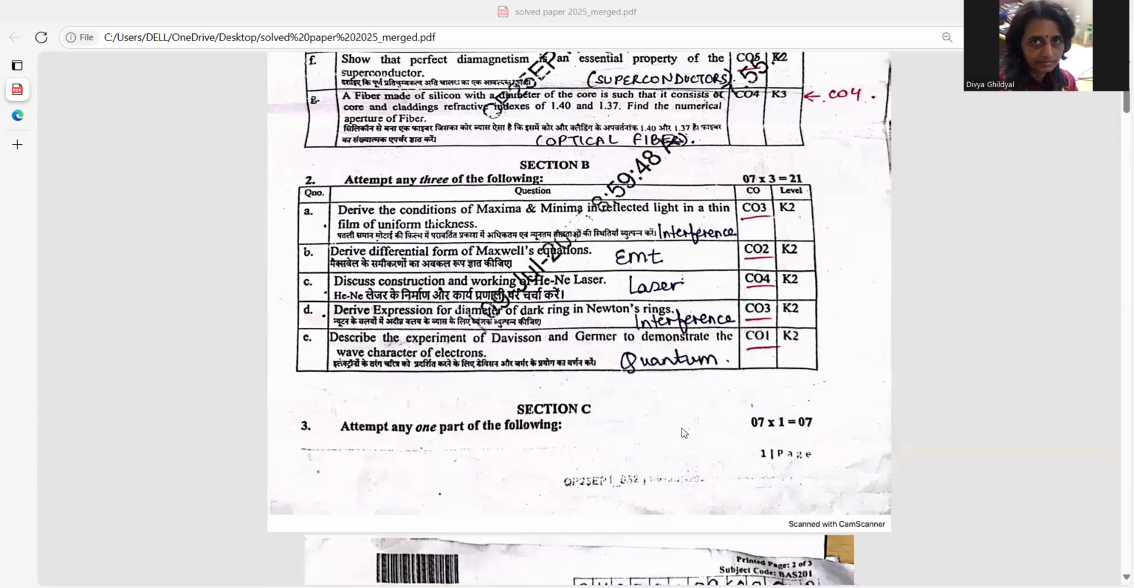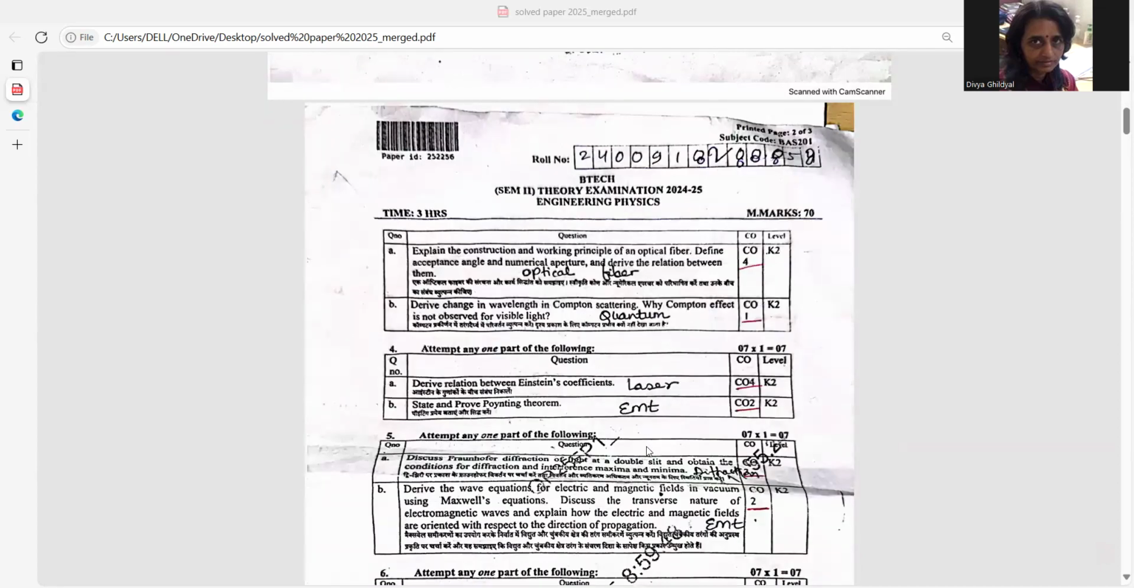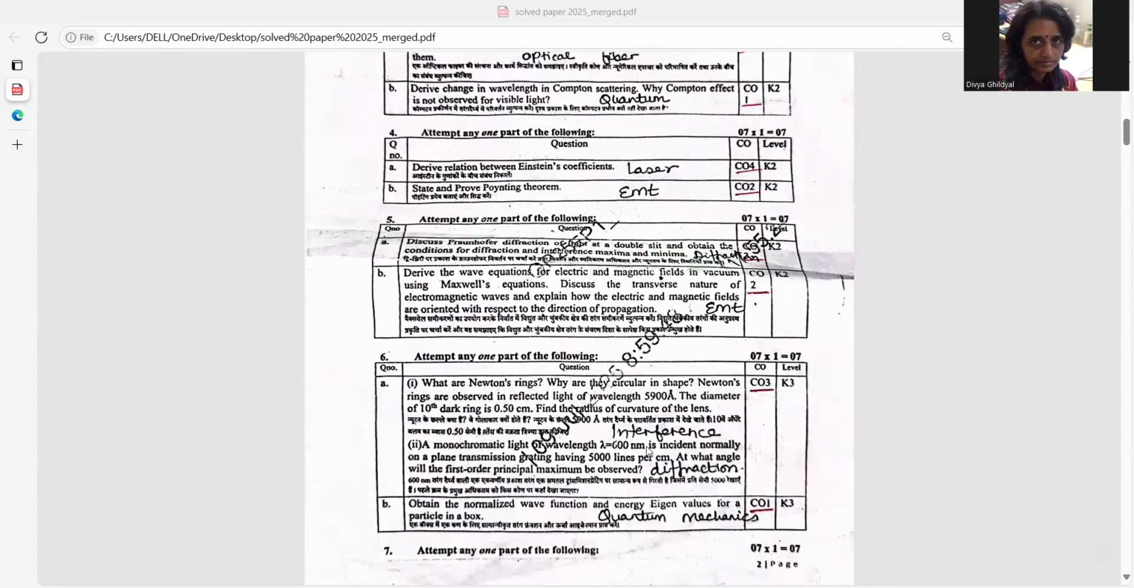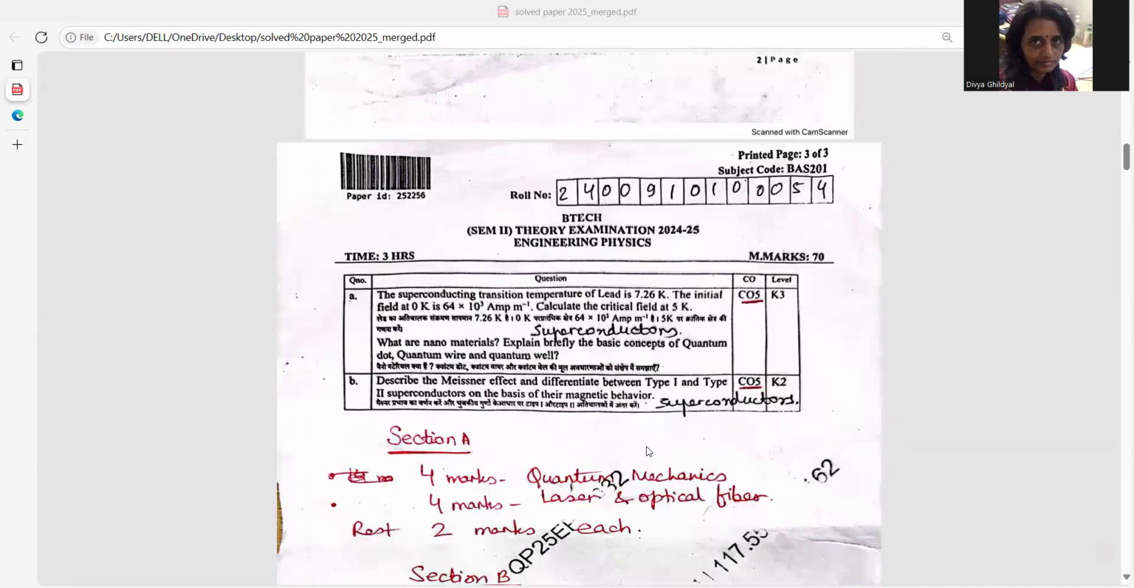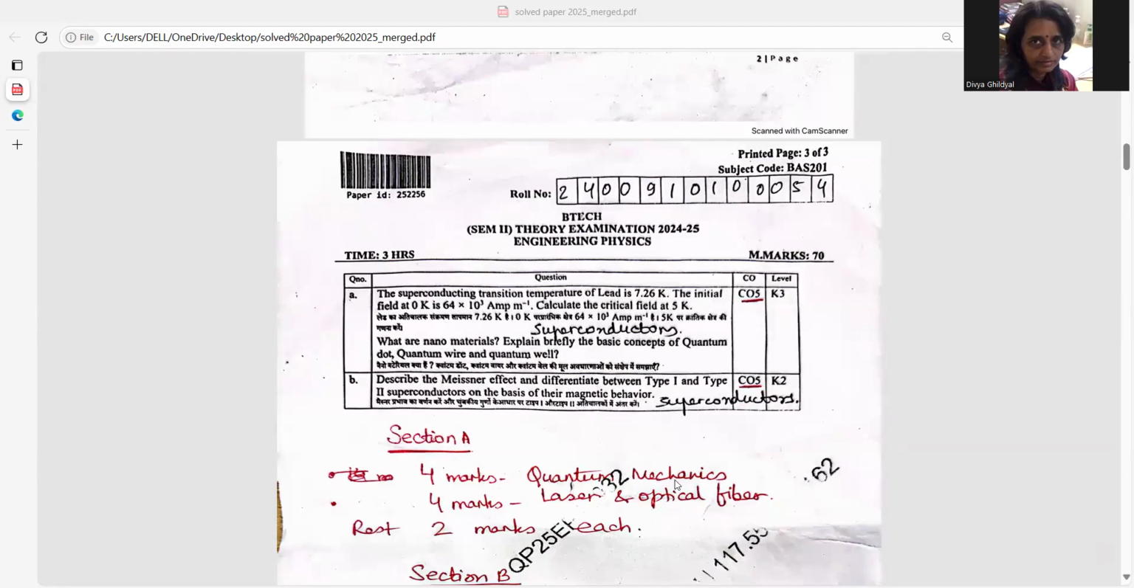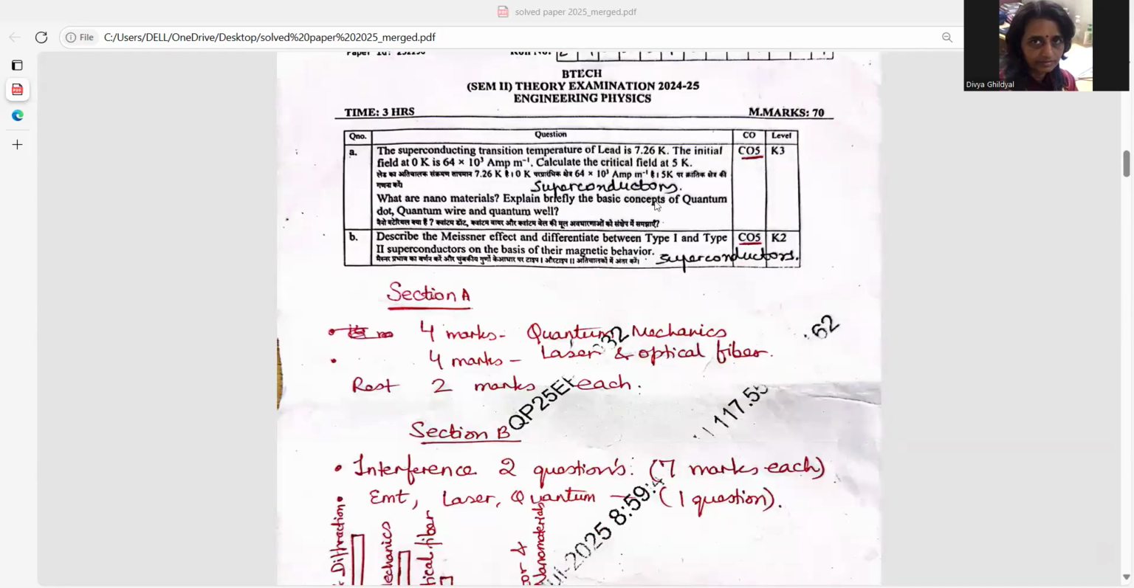In Section B, more weightage went to the interference unit, then quantum, EMT, and laser. Very little weightage in this paper went to superconductor and nano, where they just gave one question and one numerical from the superconductor sections.